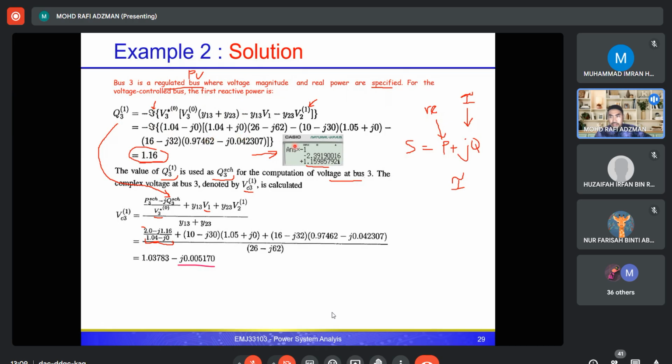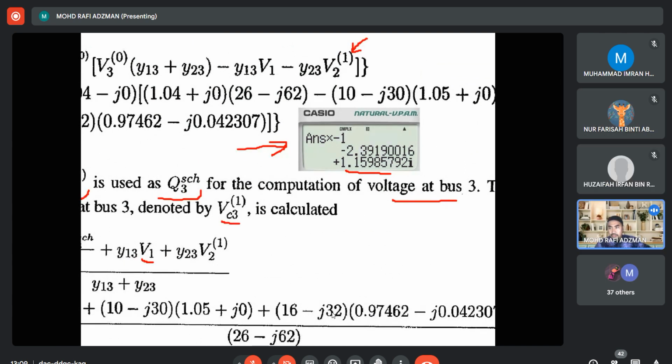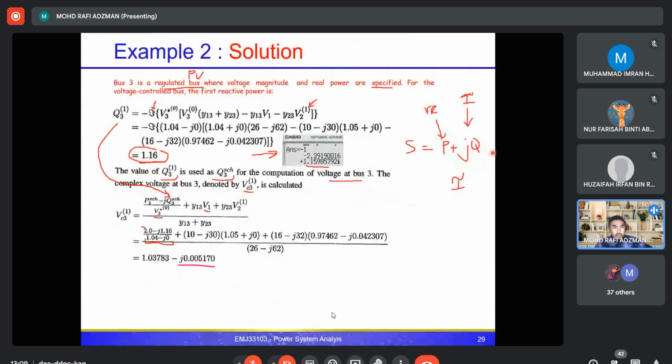So finally, you will find that the value is 2.3919 plus j1.15985. So you have the real part and the imaginary part. Okay. So in this case, you have real and imaginary part. For Q3, you only need to look into the imaginary part. So in this case, it is 1.16. So the value of Q3 first iteration is used as Q3 schedule.